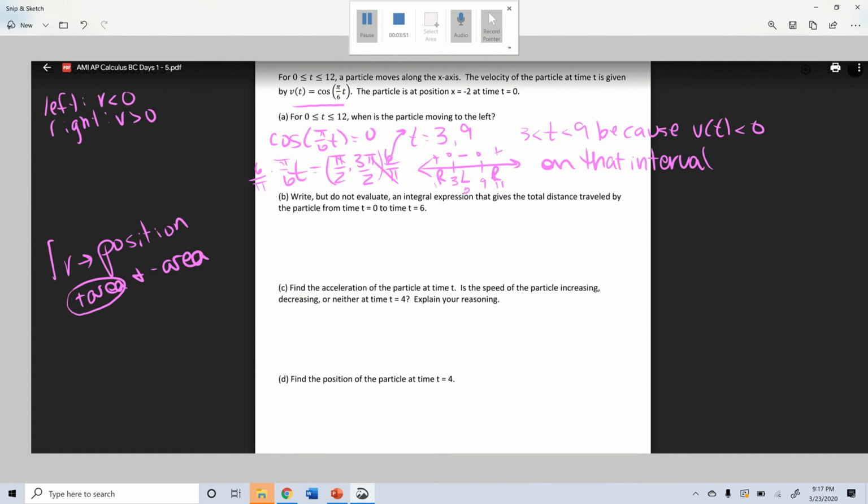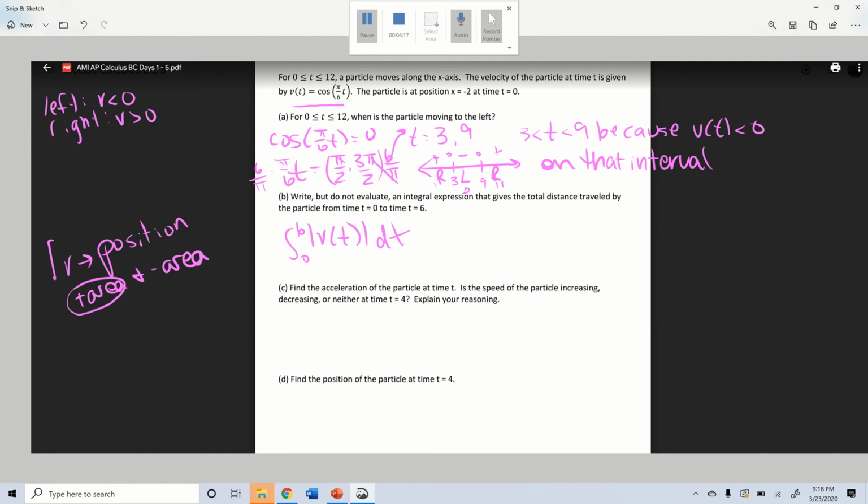But if we wanted just the total distance traveled, that means we would only need the area to be positive. So the thing in math that gives everything positive is absolute value. So that's going to take anything that was negative and shift it to positive. So when we integrate, it'll give us the total distance that was traveled. So we want to integrate from 0 to 6, and it says write but do not evaluate. So that is all we got to do.